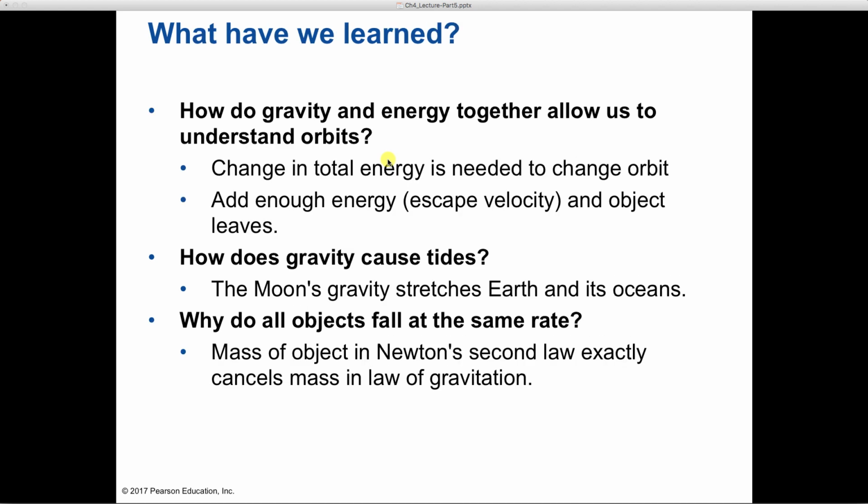So what have we learned? Well, we talked about total energy being conserved in an orbit of a planet going around a star, for example, and that helps us understand why a planet moves much faster when it's closer to the star and much slower when it's further away. We talked about how gravity causes tides and how those tides can be reinforced or canceled out by the effect of the sun. And so we have spring tides and neap tides. And then we also talked about why objects fall at the same rate.